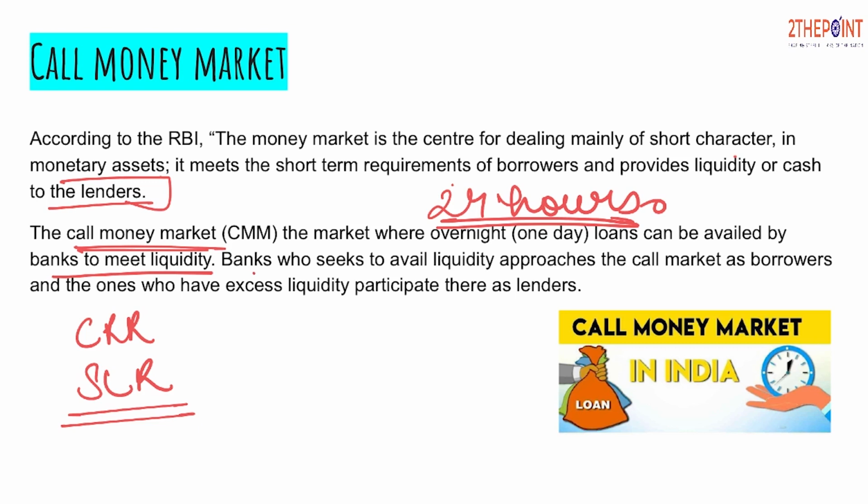Banks who seek to avail liquidity approach the call market as borrowers, and the ones who have excess liquidity participate there as lenders. So any bank can participate in the call money market. Those banks who want money approach the market as borrowers, and there would certainly be some banks with excess cash, so they can approach the market and lend the money for overnight purpose as lenders.